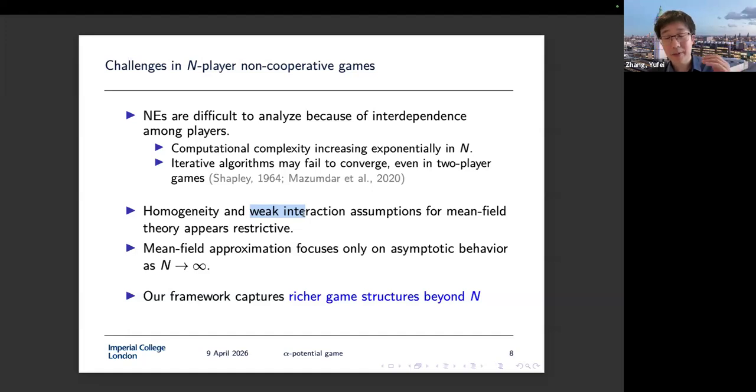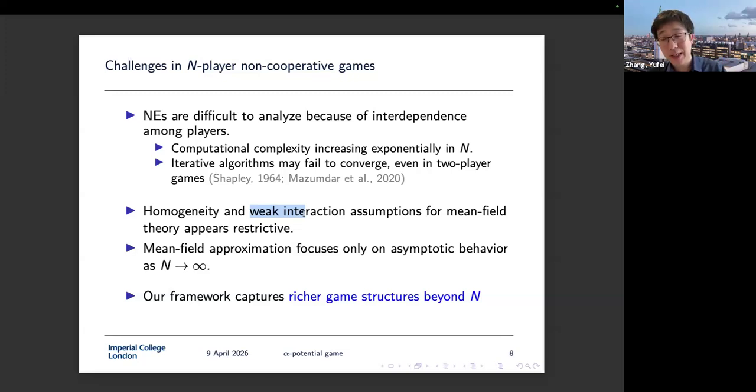So in order to ensure safety, I not only care about the overall distribution, but the impact of the cars close to me does not vanish. This essentially breaks the assumption of the mean field approximation, which means the mean field approximation cannot be applied in this case. So our framework tries to capture a richer game structure by removing this weak interaction and homogeneity assumption.